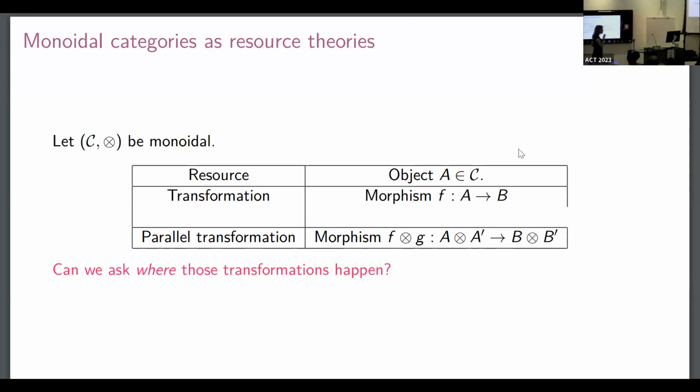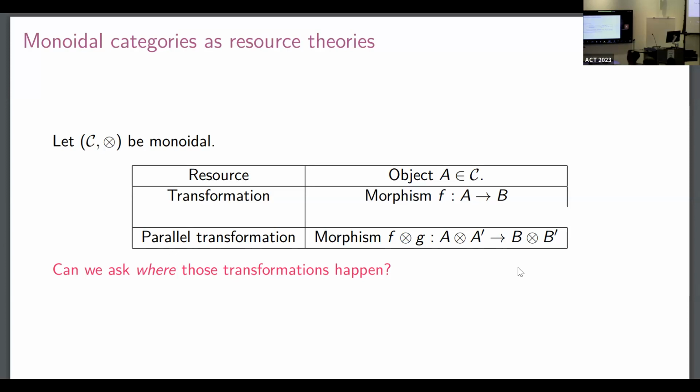So in a monoidal category, we have objects that are resources, and the transformations are the morphisms. And so a morphism from A to B is something that transforms the resource A into the resource B. And so the nice thing with the monoidal setting is that the tensor product gives us a way to do parallel transformation. So F tensor G is the transformation F in parallel with the transformation G. Okay, so this is cool, but this is only in the time direction.